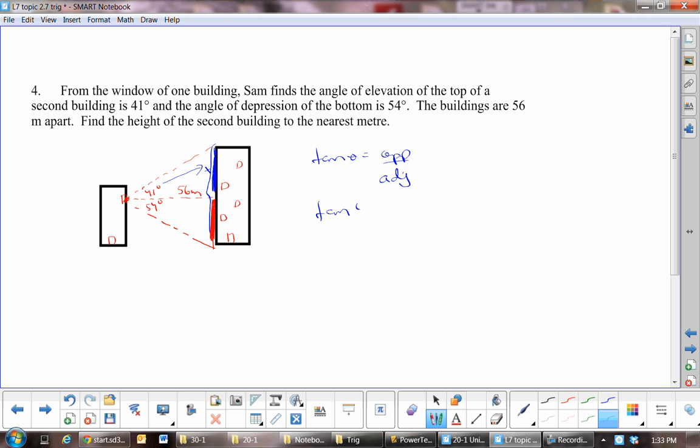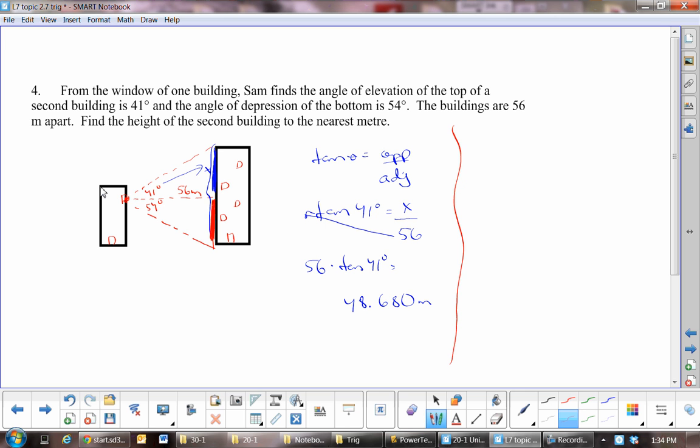Tan 41 degrees equals opposite is x. Adjacent is 56. So we just have to bring that up here. So 56 times tan 41 degrees equals 48.680 meters. Okay, now let's do the red part.